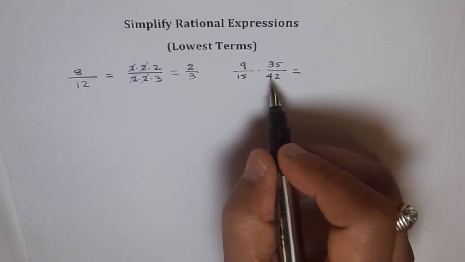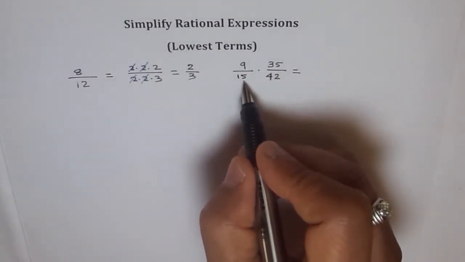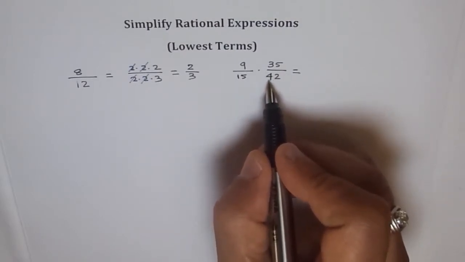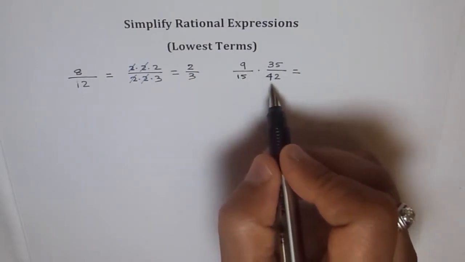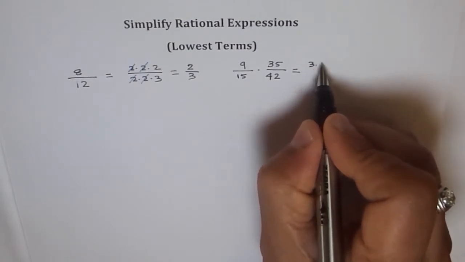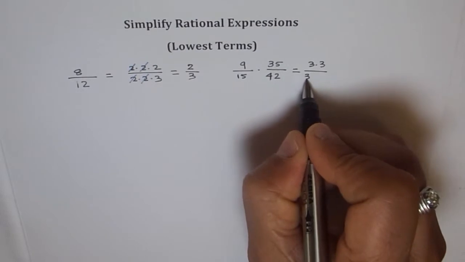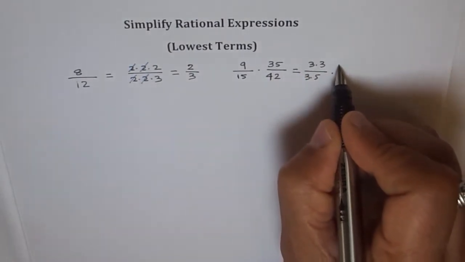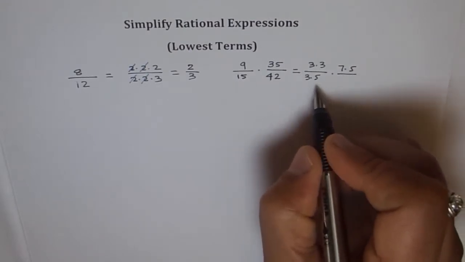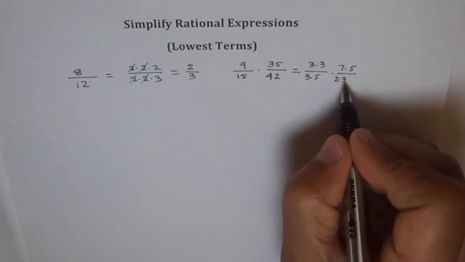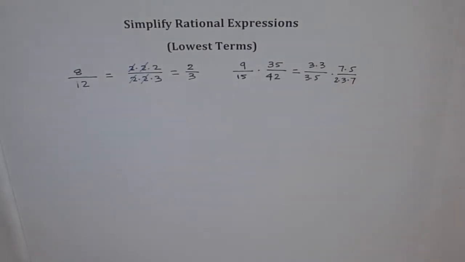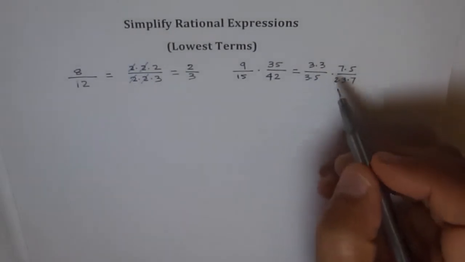So it seems that 9 has 3 as a factor and 15 has 5, correct? And 42 is like 6 times 7. So we can write 6 times 7, and 6 has 3 in it, correct? So we'll write 9 as 3 times 3, right? Over 15, which is 3 times 5. 35 can be written as 7 times 5, correct? And 42 is 6 times 7, and 6 can be written as 2 times 3. So we factor them to their lowest terms, you can say prime factorization in a form, and then cancel out whichever are common in numerator and denominator.